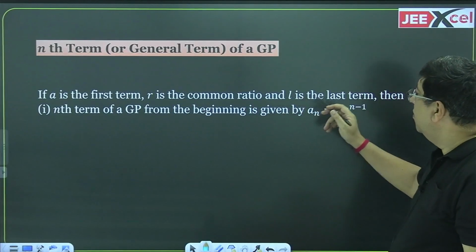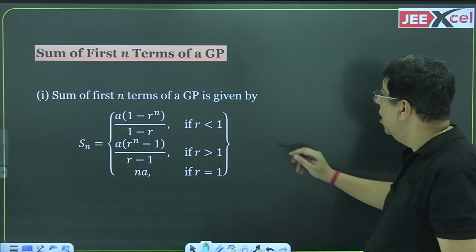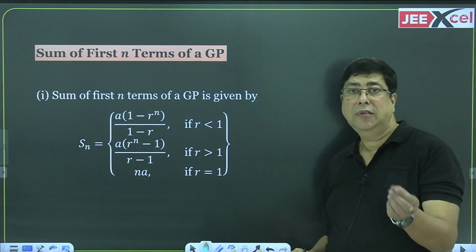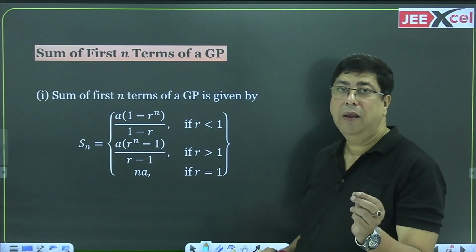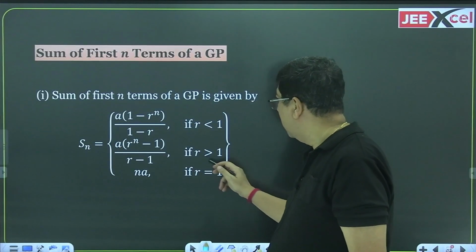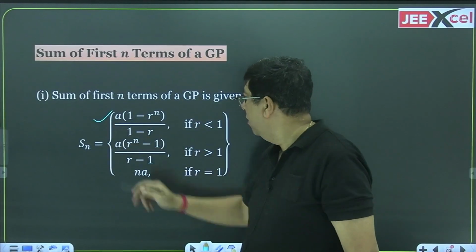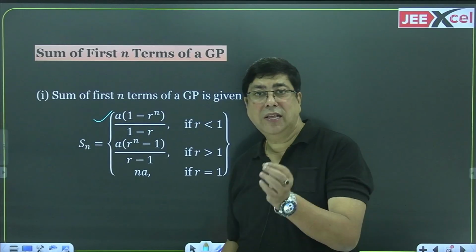So the nth term of the GP is a r to the power n minus 1. And the sum to the n terms is Sn equal to a into r to the power n minus 1 by r minus 1. If r is less than 1, if r is greater than 1, it doesn't matter, everybody. Just remember one formula.